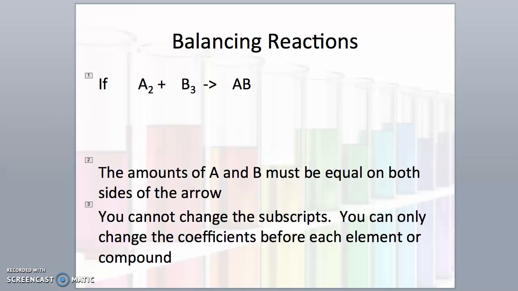This problem is more difficult. To balance this reaction, we add the coefficient 3 in front of A2 and a 2 in front of B3 and a 6 in front of AB.